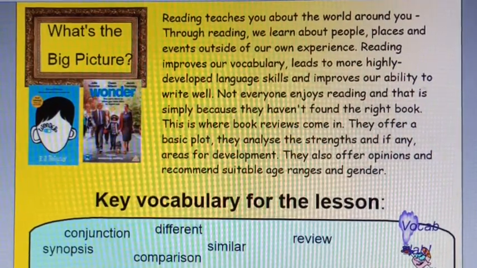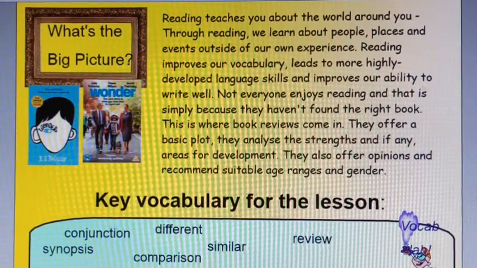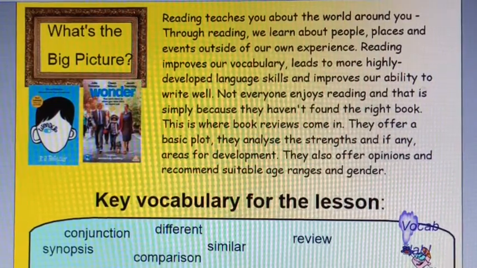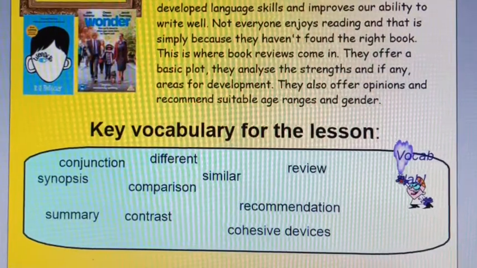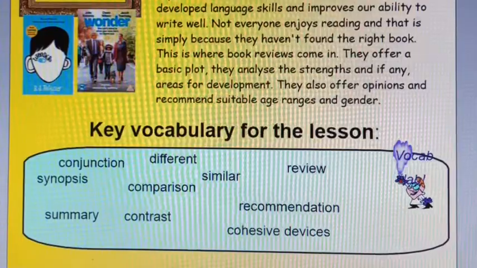They also offer opinions and recommend suitable age ranges and gender. So you could read a book review and it could really help you with choosing your next book. So the key vocabulary for this lesson, of course, conjunction, words that link ideas, link sentences and paragraphs.